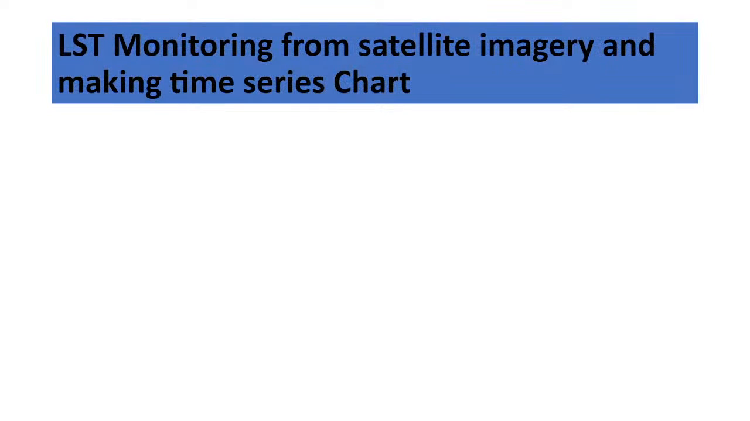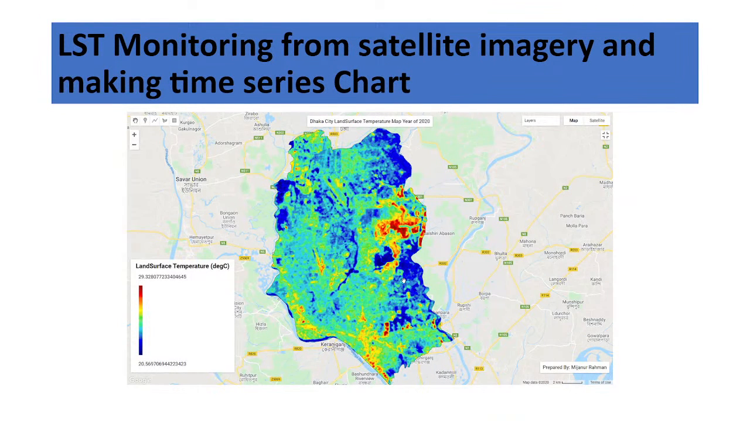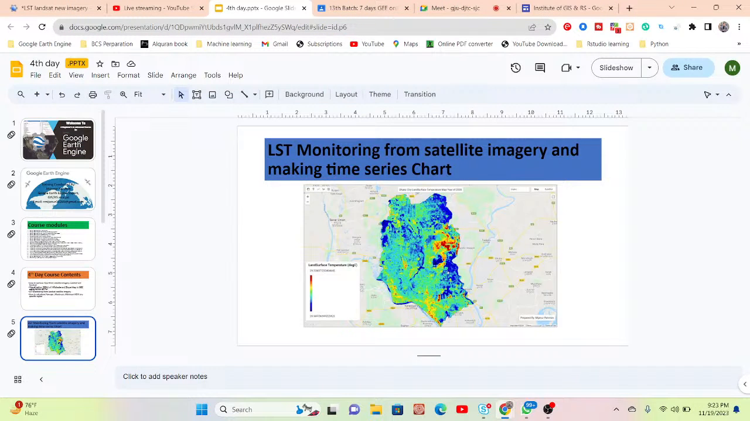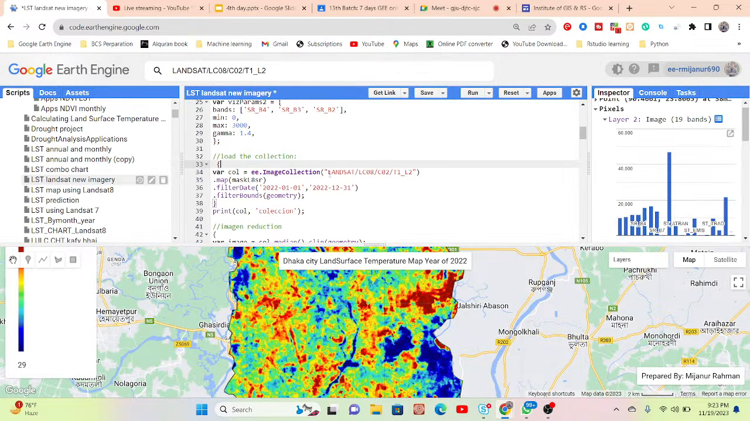So first of all, LST monitoring. In the previous class we discussed the Landsat surface reflectance image, but not the updated image collection in the Google Earth Engine platform. We used the old version of the image collection. Today I will show you how we can easily use the updated version of the image collection. Updated version image collection means that this image.